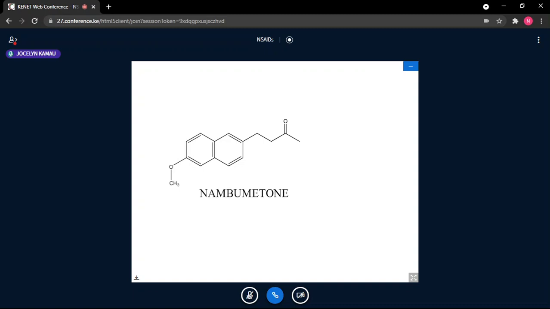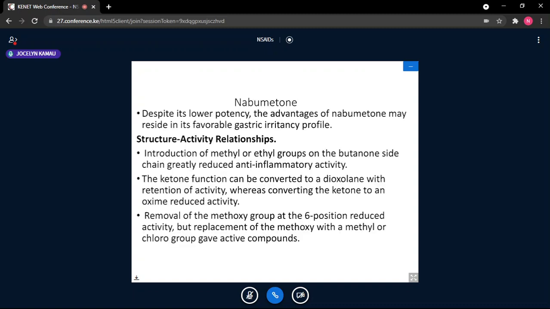So we can classify it as a non-acidic, non-steroidal anti-inflammatory. It has low potency, but it has the advantage that it causes minimal gastric irritation. One of the reasons for gastric irritation is the acidic nature of the drug, and this drug is not acidic. Number two, when given like that, it is a prodrug and is converted in the body to the active metabolite.